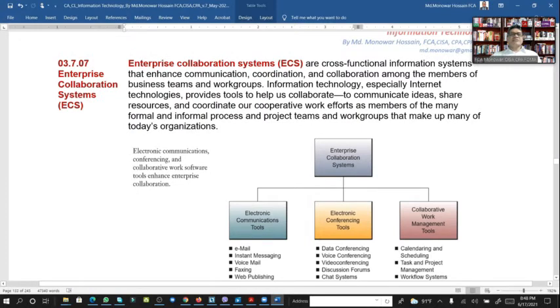And if you see the enterprise collaboration system, it is a cross-functional information system that enhances communication, coordination and collaboration among the members of business teams and working groups.